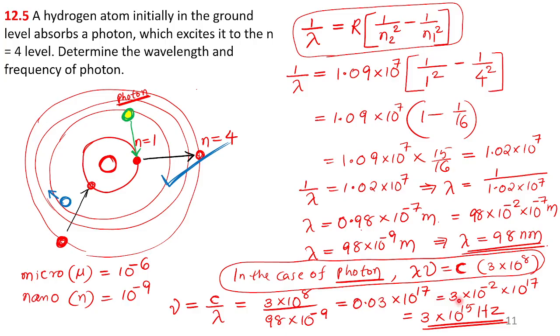0.03 is 3 into 10 raised to minus 2. So 0.03 is written as 3 into 10 raised to minus 2 into 10 raised to 17, which is 3 into 10 raised to 15 hertz. The frequency has the unit hertz. Clear? So please go through all these steps.